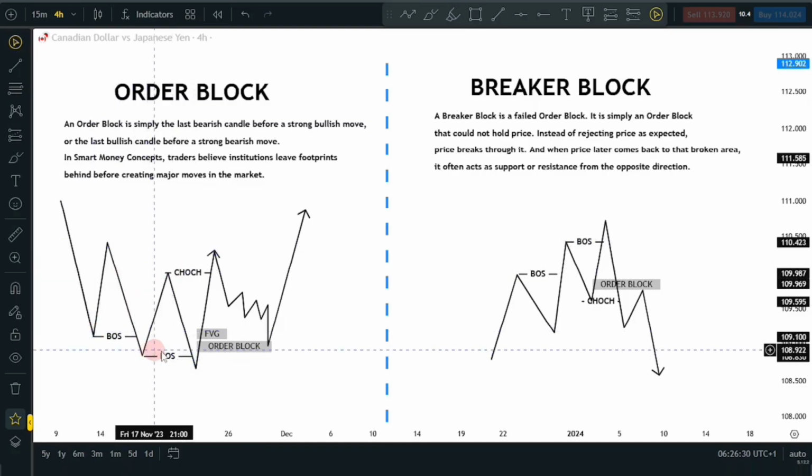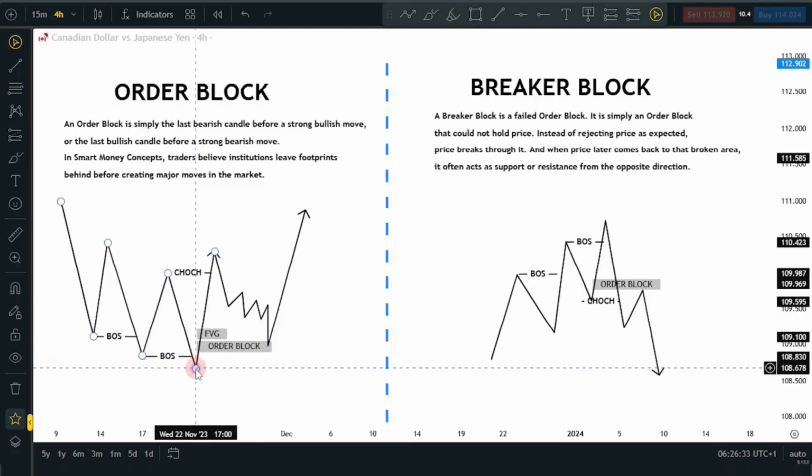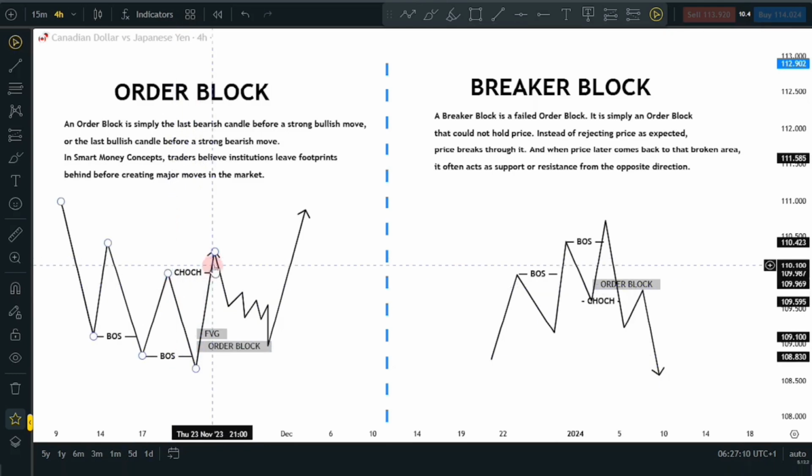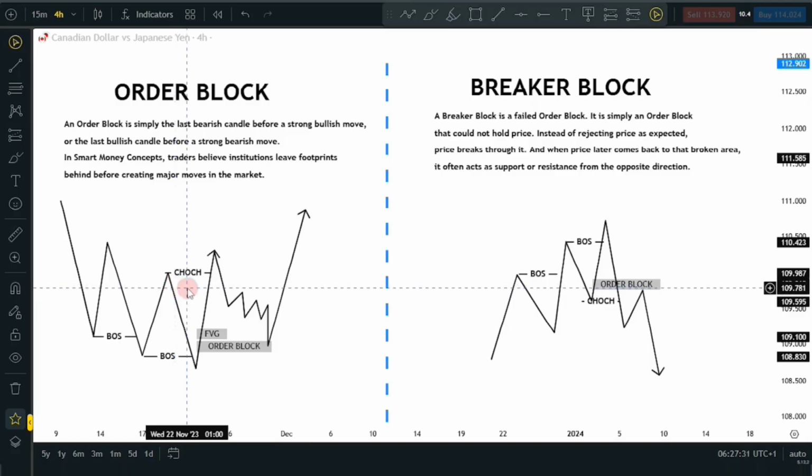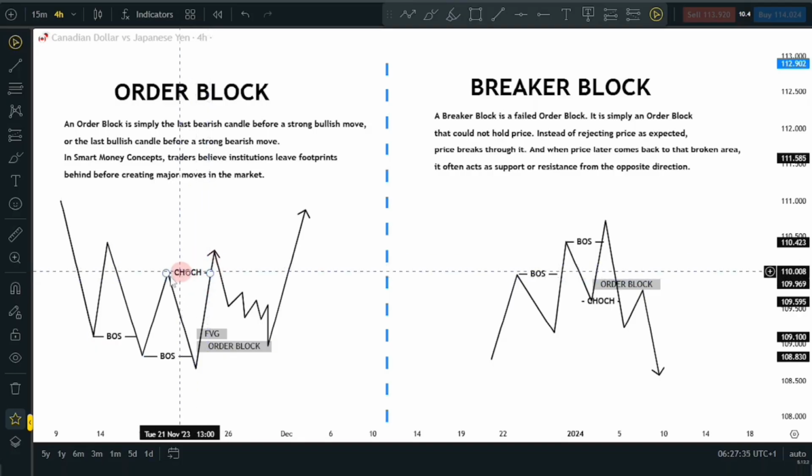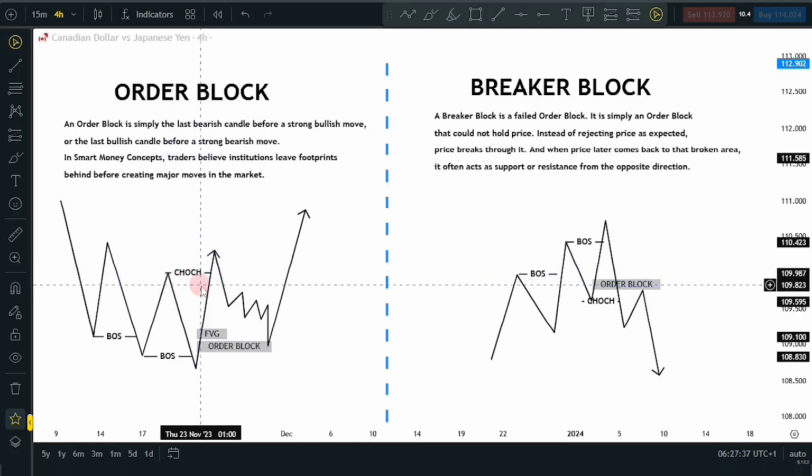When the price took out this low, which means it now breaks structure and makes a new lower low, there's another block here. When the price got to this point, instead of respecting this other block, it broke above this key resistance level. This is now a change of character. This is where it is showing that sellers are now losing strength and buyers are ready to dominate the market.